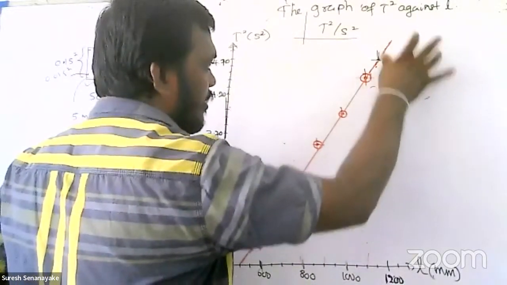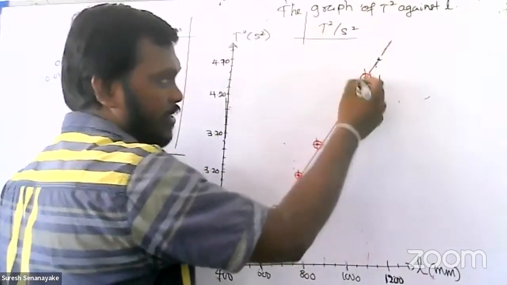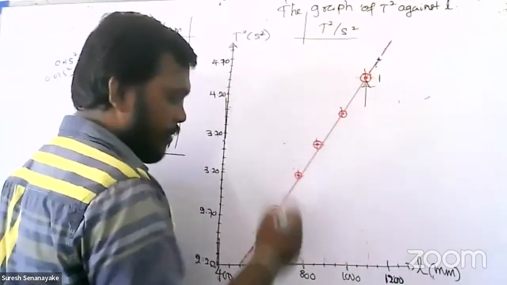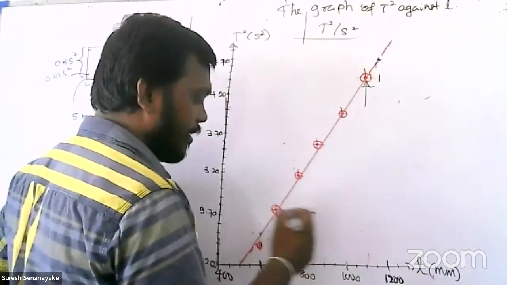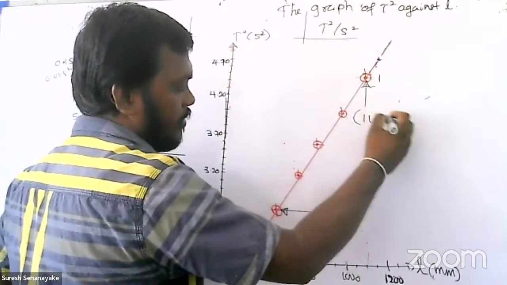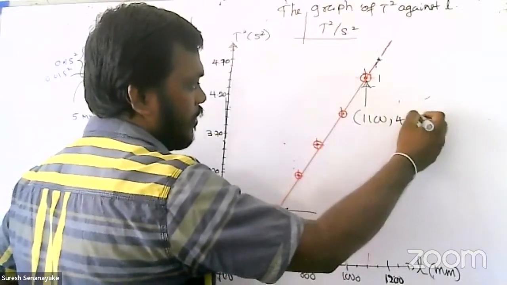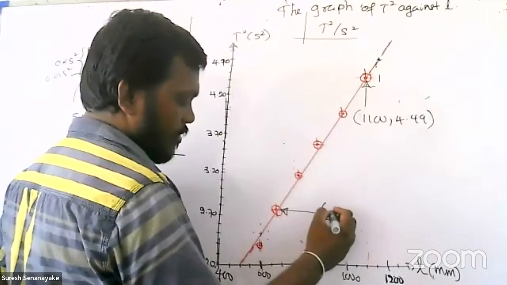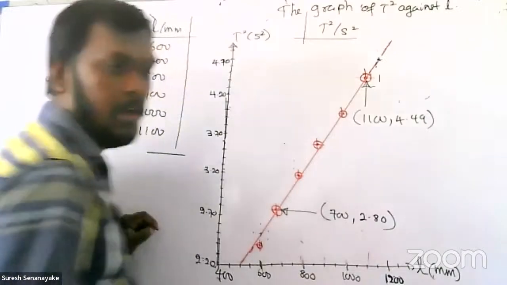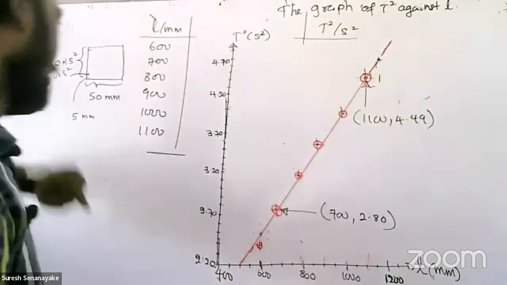I will take this point as a non-plotted point, but in an examination it is not allowed to take such a point. You cannot take points that were not plotted. But I'm here to show the calculation only. I take these points, right? Let's see, there's no plotted point there. So this coordinate is 1100, 4.49, and this point is 700, 2.8. Right? Those are the 2 points considered for the gradient calculation.